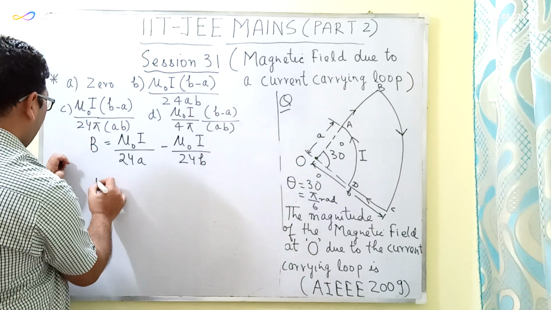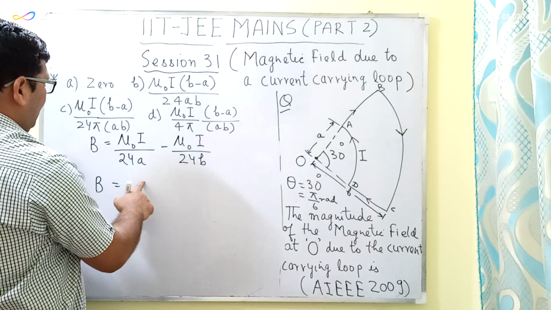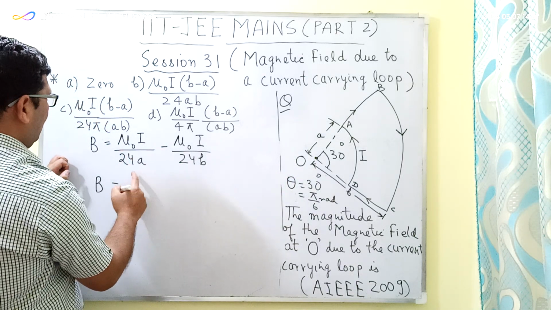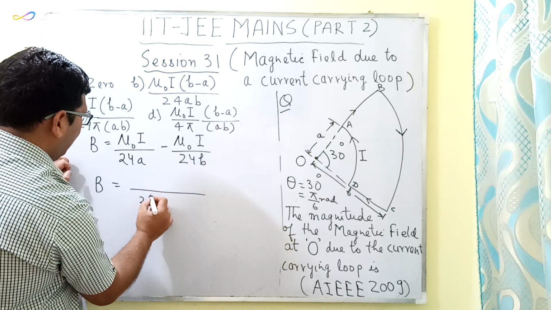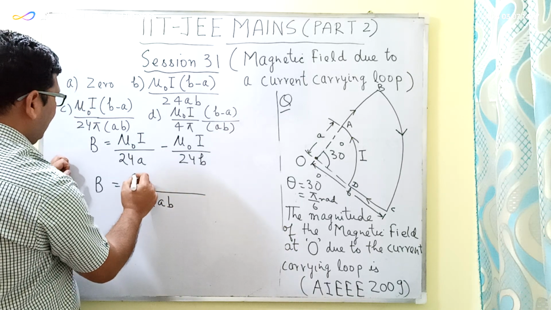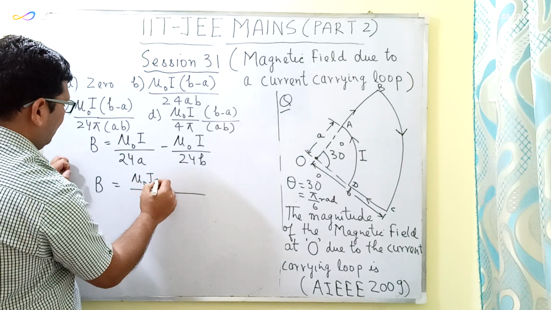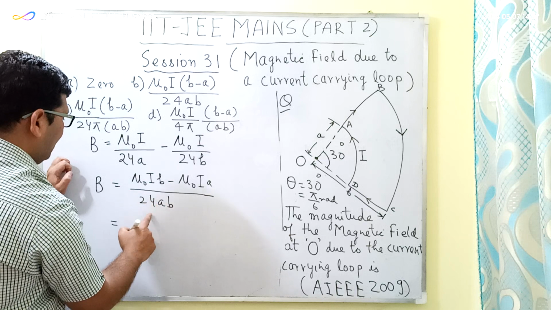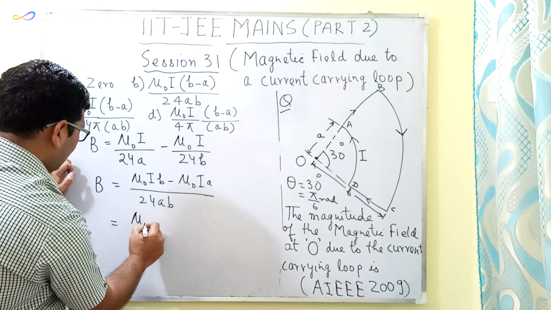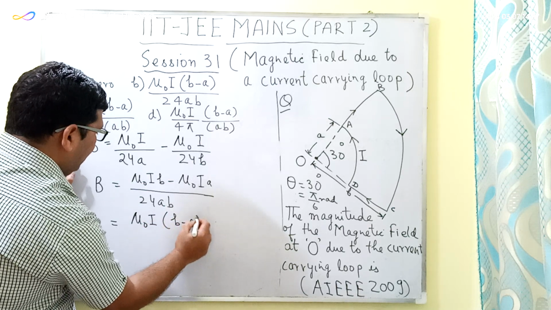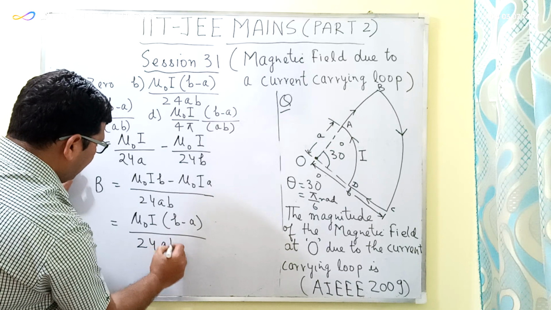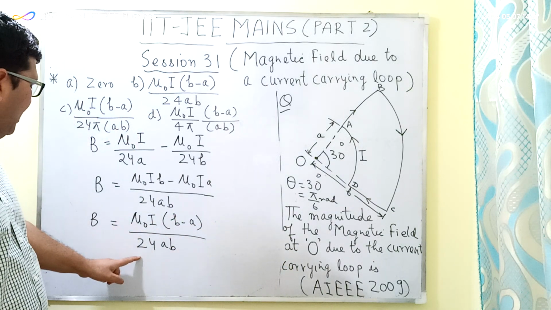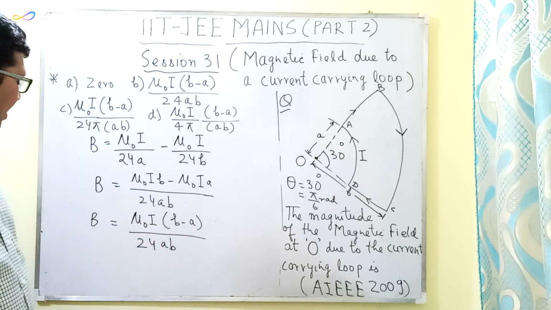So finally, the magnitude of the magnetic field at this common center O will be equal to, I will be taking the LCM here. You can take 24AB as the LCM. So I will be getting mu naught I B minus mu naught I A, and this can be written as, here mu naught I is common, so mu naught I in bracket B minus A divided by 24 AB. So the magnitude of the magnetic field at the point O is equal to mu naught I into B minus A in bracket divided by 24 AB.